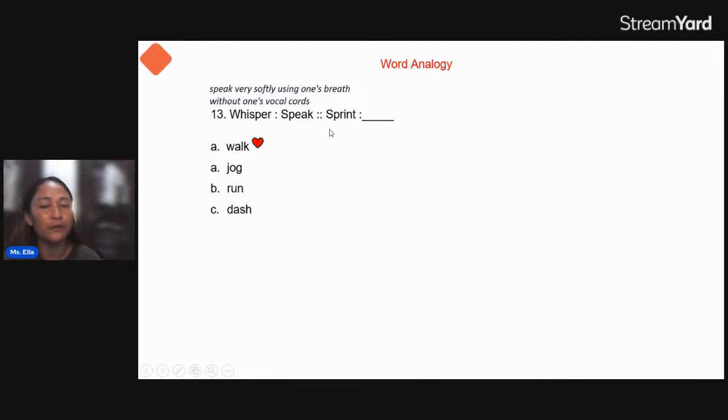Alright? Now for sprint, we all know that sprint is run at full speed. Now, jog is more like running, but in a slow manner. Run, yes, run is more like sprint also. And dash, yeah, dash is similar with sprint. That means the opposite of sprint is walk.